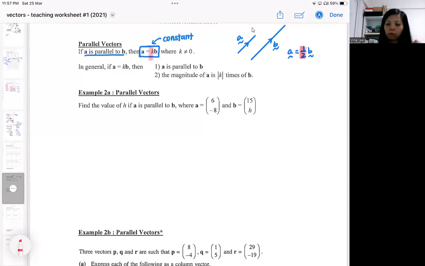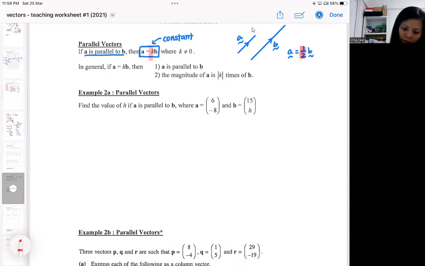I'm going to use this basic concept to show you example 2A. Then I will talk a little bit more, because this is the concept that will lead you to explain. One of the explanation questions in vectors will be based on this concept. Based on this idea, understand that parallel vectors means the direction is the same, but the length is different. Because the length is different, there's a constant to account for it.